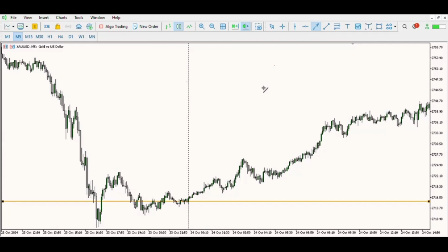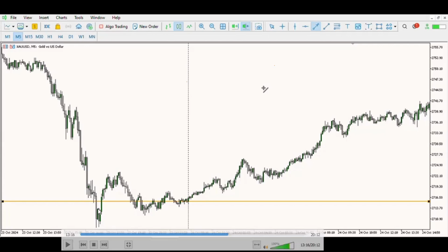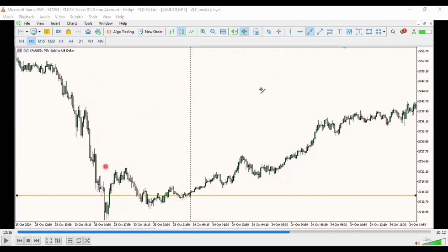Entry. After our entry, I'm targeting yesterday's opening level, which was Monday's closing price. And at this point, we take our money and call it a trade.